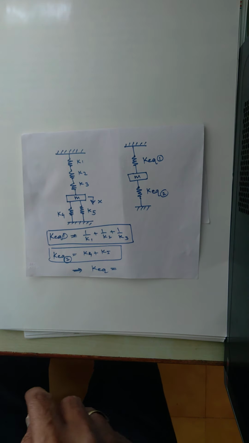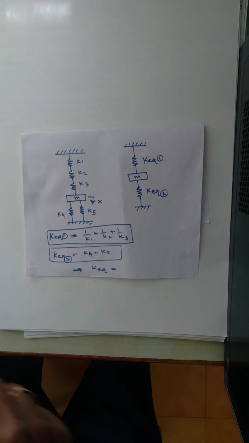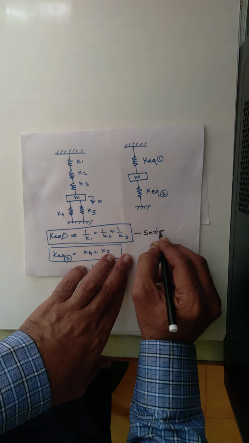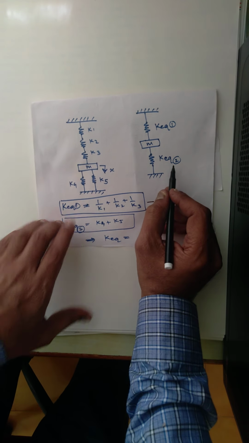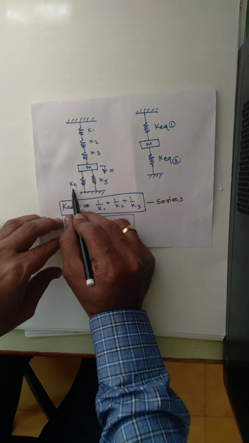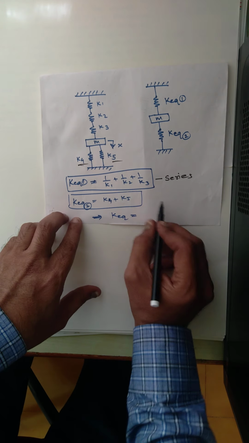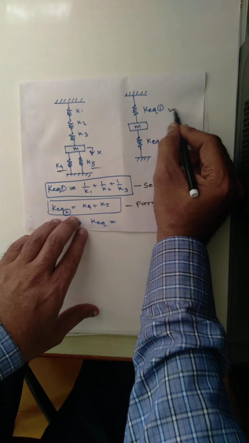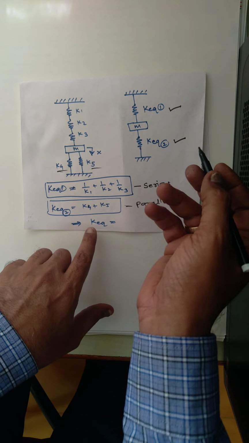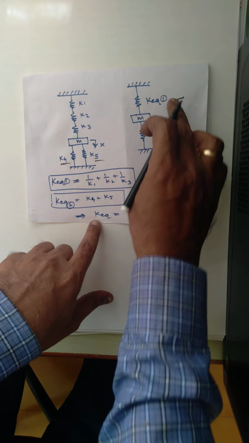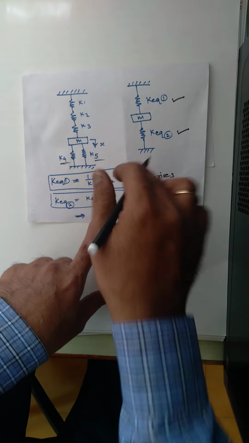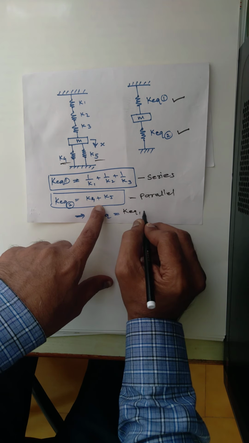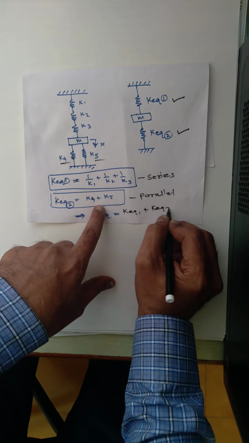Friend, here we will write it like this, because these springs are in series. Okay, so what is the K equivalent? These two springs, K4 and K5, are in parallel. So by using these formulas you can find K equivalent 1 and K equivalent 2. But here these two springs are now again in parallel, so the total is K equivalent 1 plus K equivalent 2.